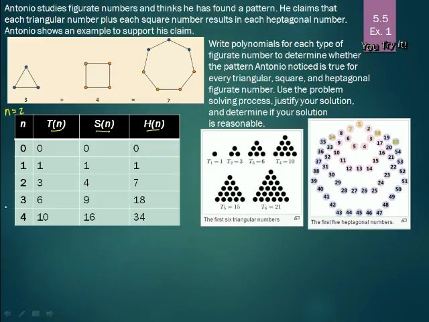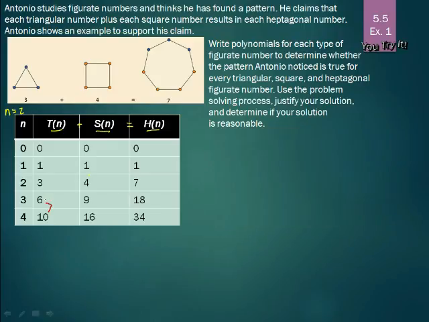And so we need to go ahead and make a plan. If we could find equations for t of n, s of n, and h of n, we could add up the equations and see if t of n plus s of n equals h of n. If we come up with it generically in terms of n, then we could see if it works for all numbers. So let's go ahead and find the finite differences.